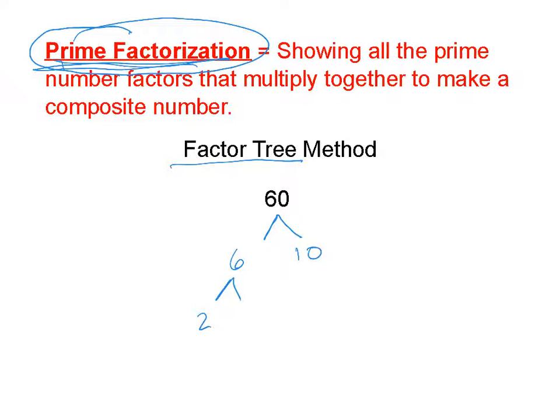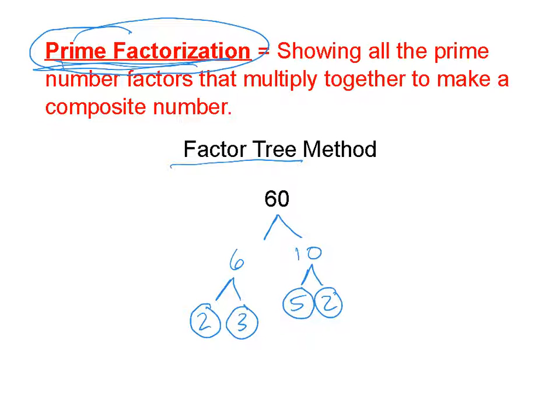6 we can keep going to 2 times 3. 2 is as low as we can go, so that's a prime number. 3 is a prime number, that's as low as we can go. There's nothing besides 1 times 3 that equals 3. So circle them when you get to the end. How about 10? 10 is 5 and 2. 2 I can't go any lower, and 5 I can't go any lower.